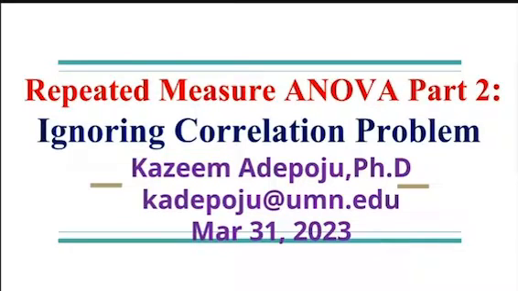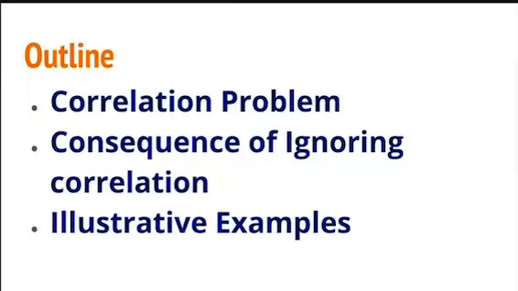Now, looking at the outline, like I said, we're going to discuss the correlation problem. Then we're also going to see in today's lecture what the consequence would be of ignoring a problem when there's a problem. Which means if assumptions are violated, what is the consequence of that with regards to repeated measure ANOVA? Okay, I'm going to discuss that, and I'm also going to walk you through illustrative examples.